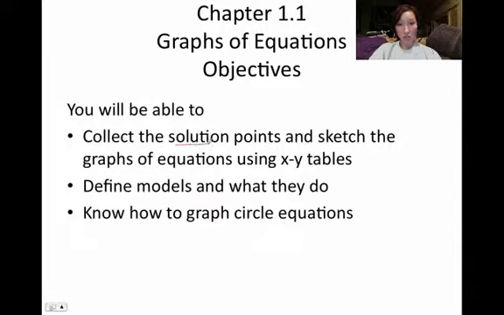Collecting solution points, so knowing what those are, and then with those solution points you're able to sketch graphs. The other thing is you're going to have to define what models exactly are to us in mathematics. So what is that word? And then also know how to graph circle equations. This is huge. Circle equations is a big thing that you'll need to recognize.